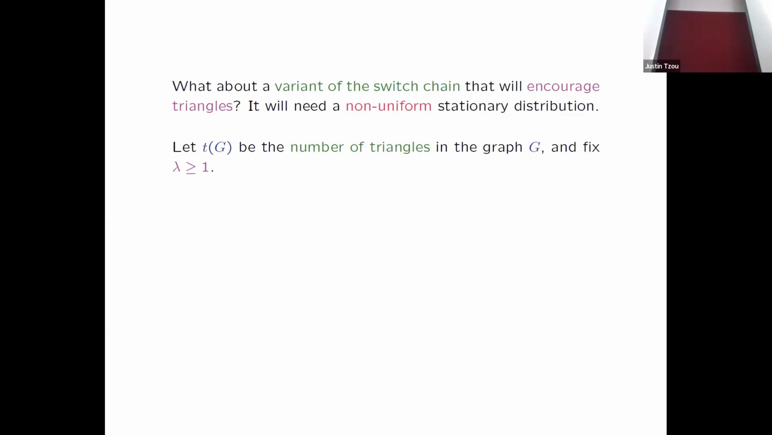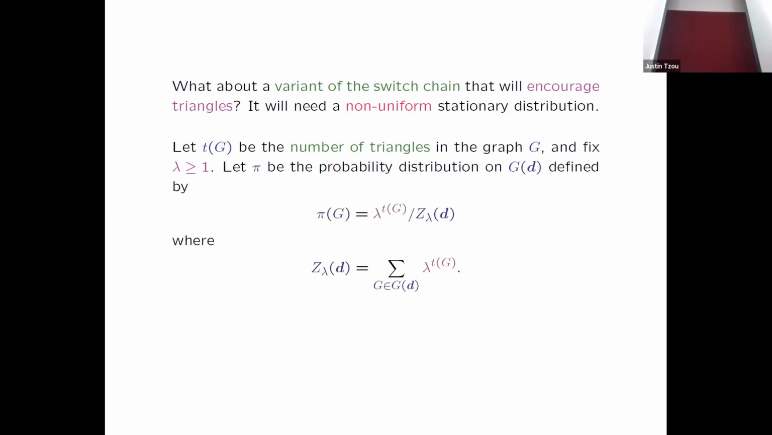So we take a parameter lambda, at least 1, and T of G will be the number of triangles in the graph G. We want our stationary probability pi of G to be proportional to lambda to the number of triangles. This is like the energy of the graph in this system. Actually, I forget whether lambda to the T or T is the energy, but anyway, it's something to do with energy. And the normalizing factor Z lambda is the partition function of this system. So this is our target probability distribution, because if lambda is strictly bigger than 1, then triangles are encouraged. And if lambda is really big, then triangles are encouraged a lot. You get a factor of lambda more probability for each triangle that you have.